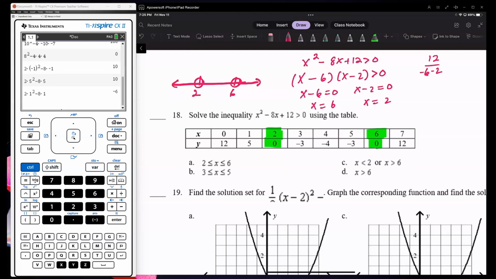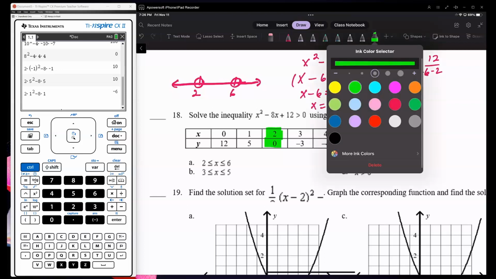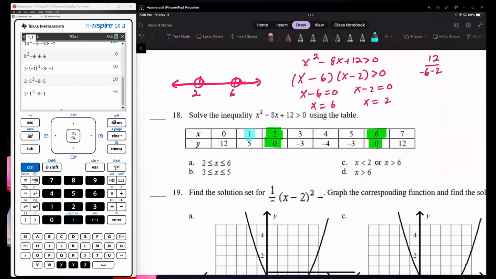Now we are going to check the numbers that are to the left of 2, or less than. And I'm going to use a different color so you can notice the difference. So we have when x is 1, y is 5. Is that greater than 0? When x is 0, y is 12. Is that greater than 0? And the answer is yes. So the answer definitely will be all the numbers that are less than 2. What about the numbers that are greater than 6? Why don't we try 7? So when it's 7, isn't y 12? Isn't that greater than 0? Yes. So it's going to be also all the numbers that are greater than 6.